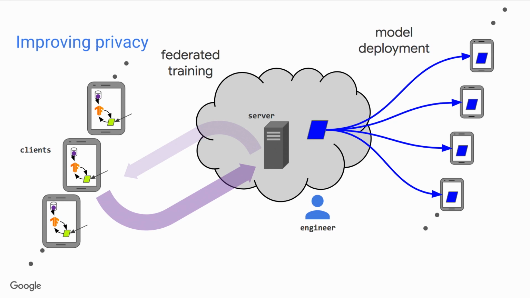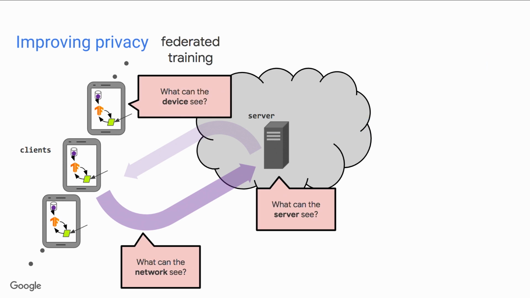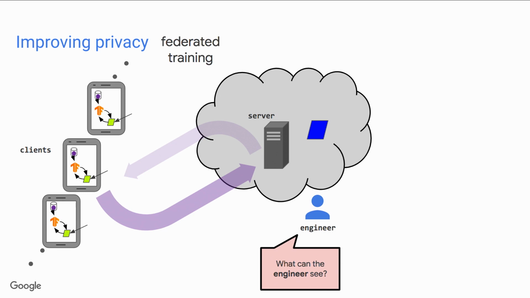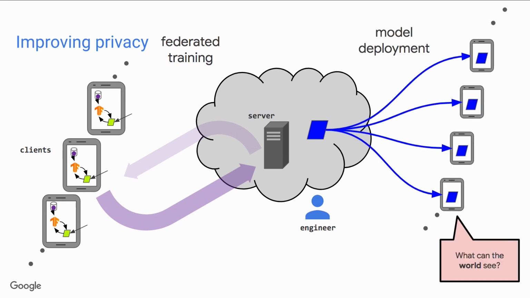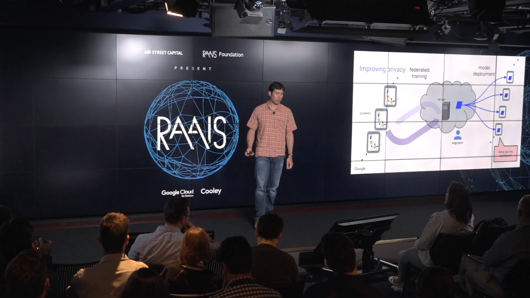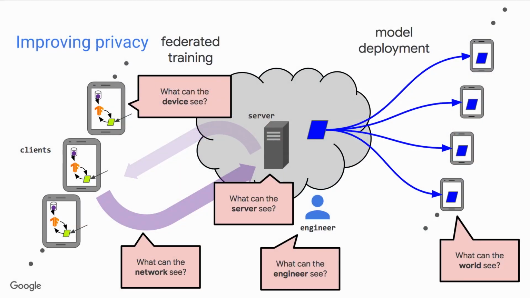So here's a complete federated learning setup. We have both federated training and model deployment. The model deployment half of things here isn't actually specific to federated learning. The same concerns arise in data center training. And a natural question to ask here, from a security perspective, is who has access to what data, or who can see what? So we can ask on the device, what can the device see? What can the network see? What can the server see? And then what can the model engineer see? What's released to them? And finally, what could be inferred from the artifacts that we're releasing to the world, like the final model?